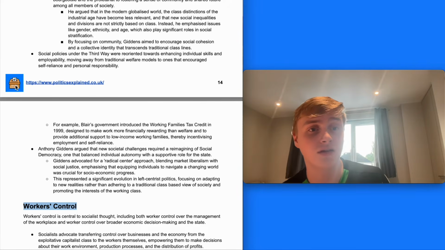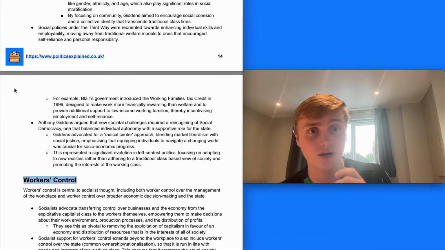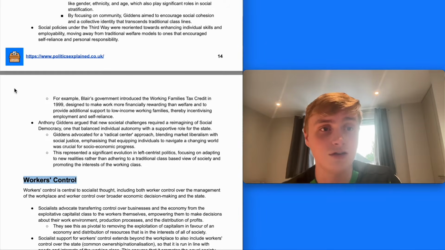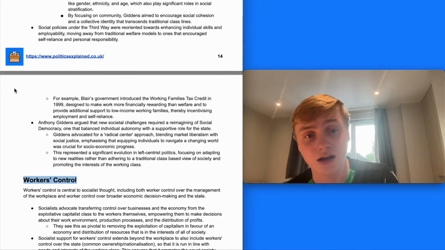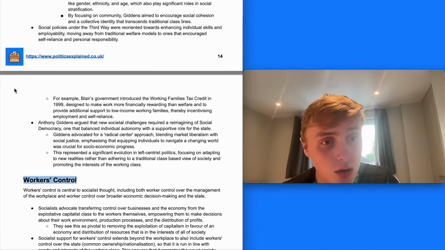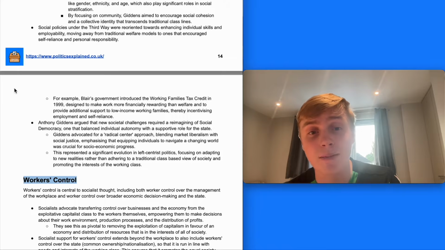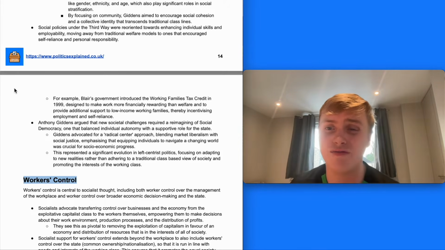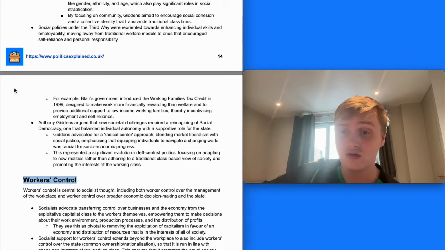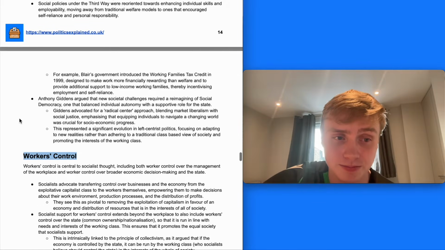So social policies under the third way were reoriented to enhancing individual skills and employability, moving away from traditional welfare models to encouraging self-reliance and personal responsibility. And this linked into the general third way view that a reimagining of social democracy that balanced individual autonomy with a supportive role for the state was necessary, and that's effectively a middle way they advocated for between social democracy and free market capitalism.